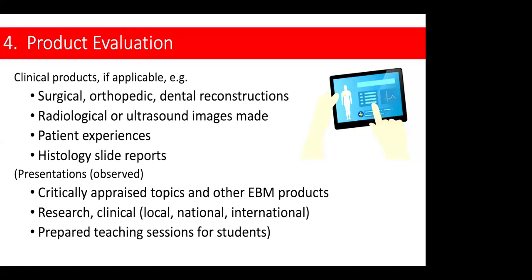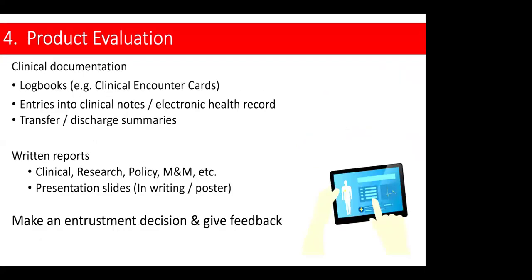So we were talking recently about forensics, for example, J88s. You can evaluate a J88 that's been filled in as a product evaluation and give them an entrustment decision on how well they have done that.